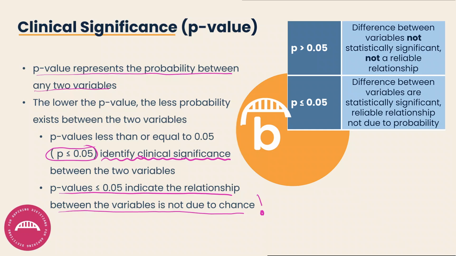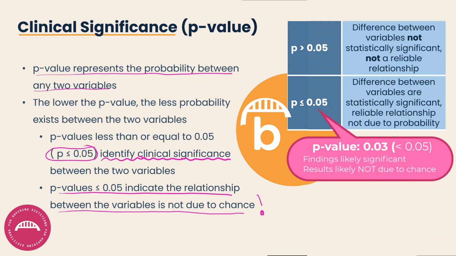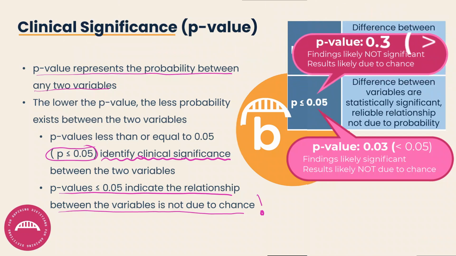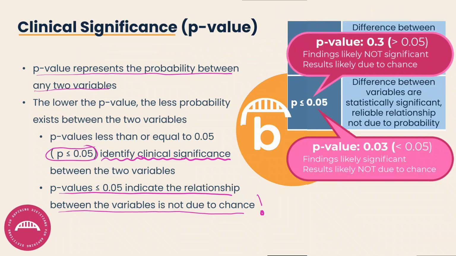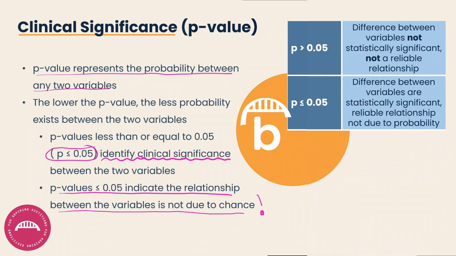So if we compare two diets and find a difference in weight loss with a p-value of 0.03, that suggests that the difference is probably real, not just chance. But if that p-value is 0.3 or greater than 0.05, we can't confidently say the diet has had any real effects. There's too much probability that randomness explains the results.